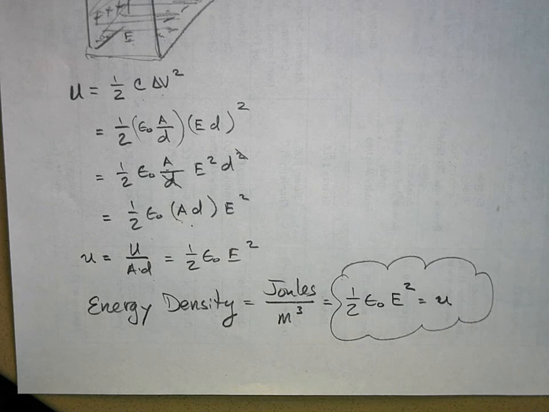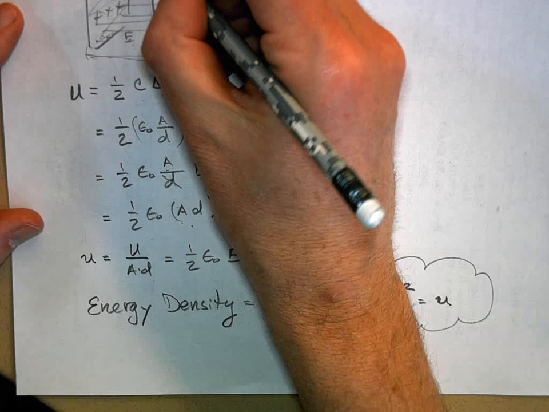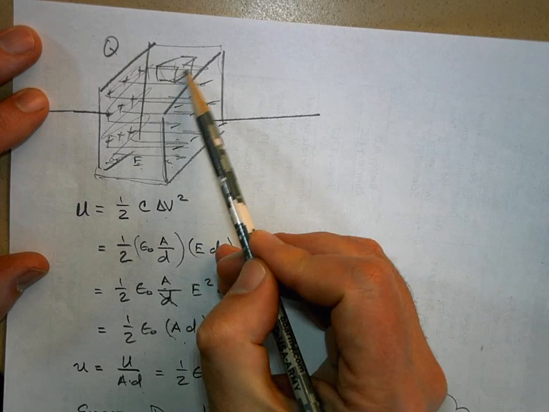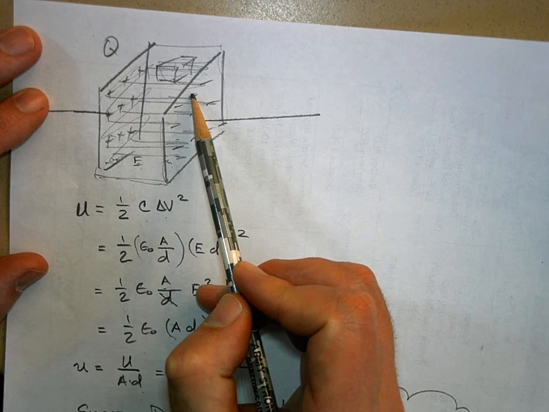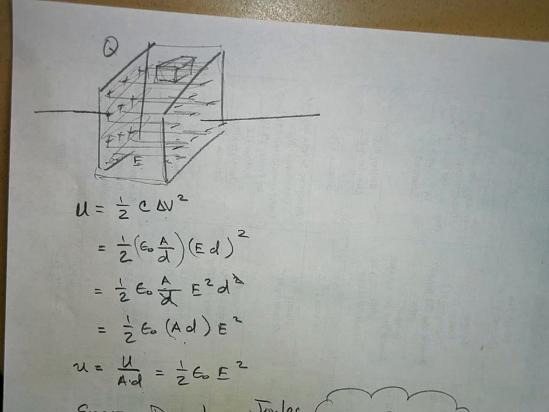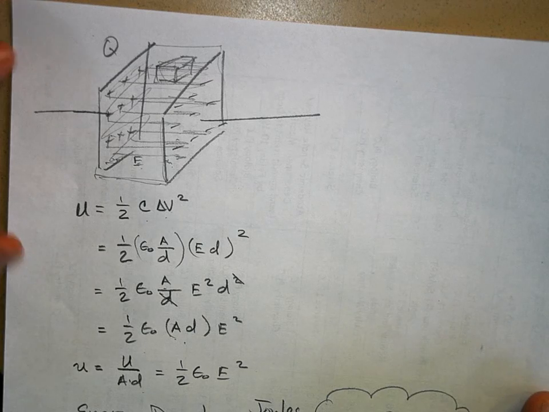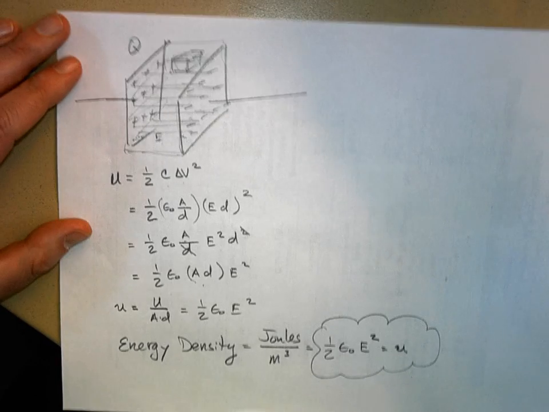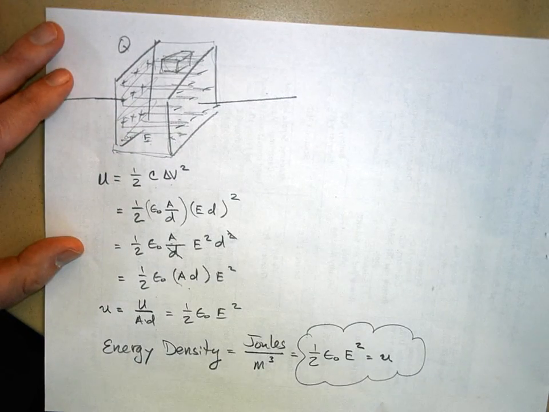But here, think about it. If I took a little cube of empty space, just some little volume, there is electric field moving through it. I can say there is energy contained in that space. Energy in empty space. Well, because there's an electric field in there. So this leads to some pretty amazing things when you get later on in physics. And it only depends on what the electric field is.